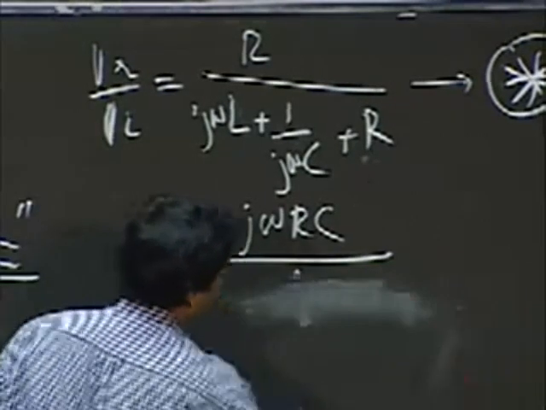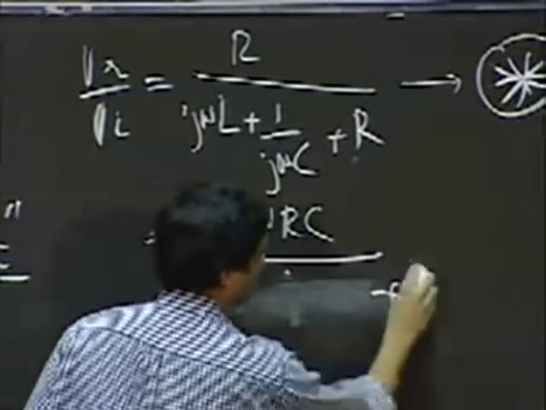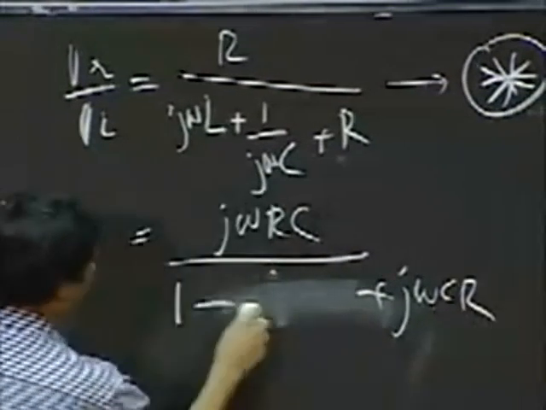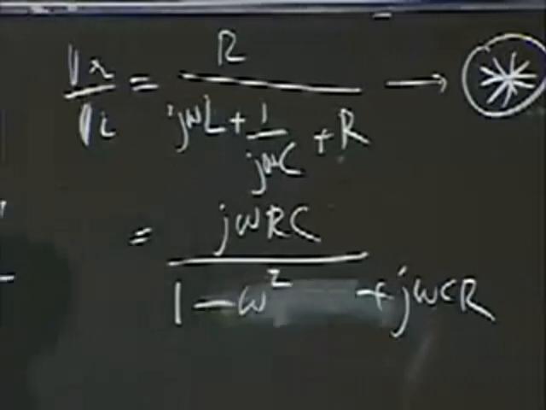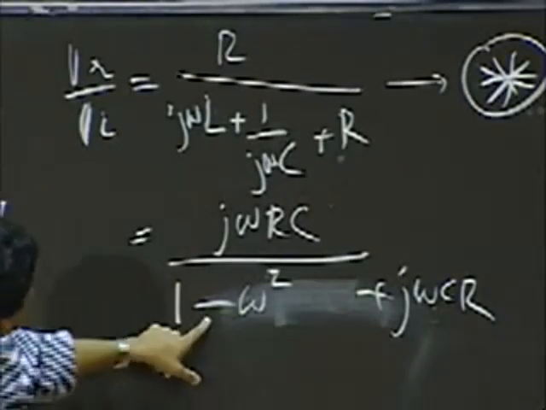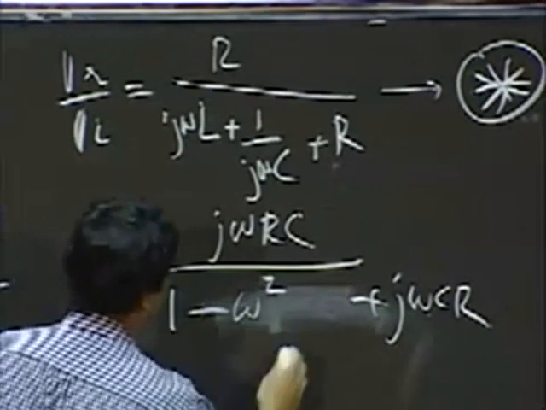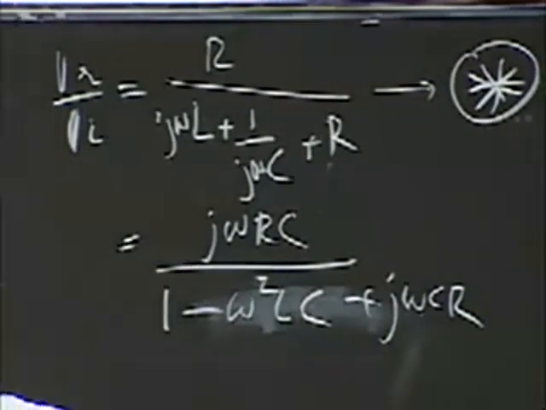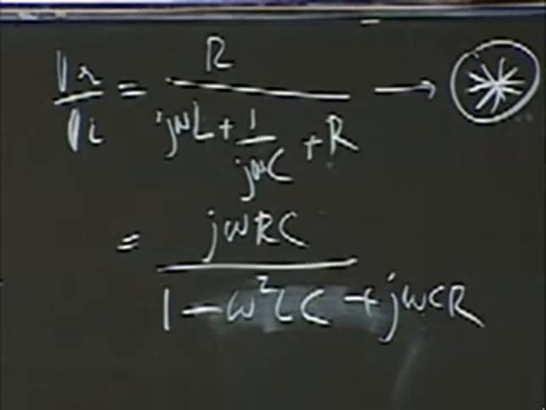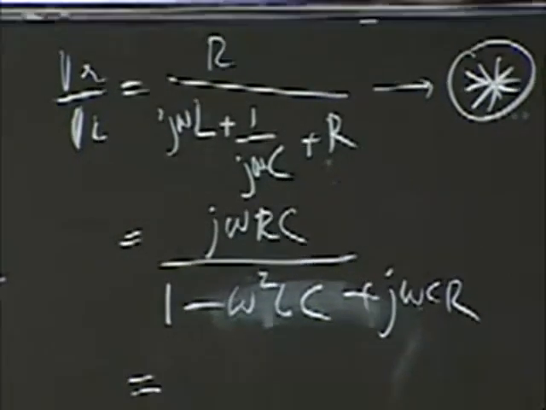Let me rewrite this way. So I get minus omega squared. So j j is minus 1. Omega times omega is omega squared. And then I get an LC. That's what I end up getting.